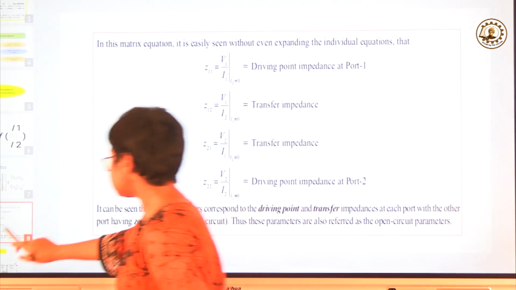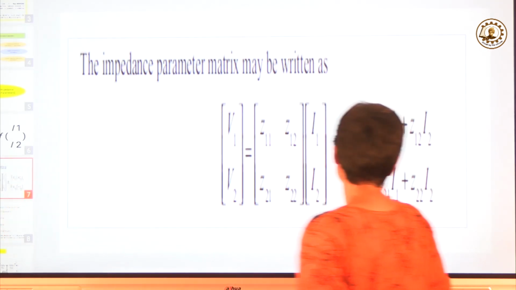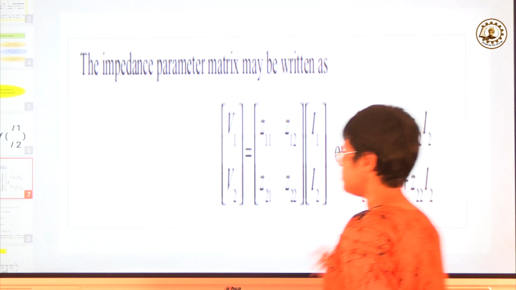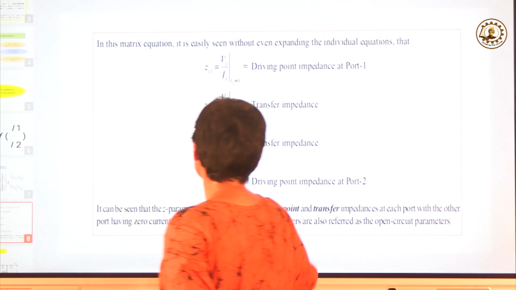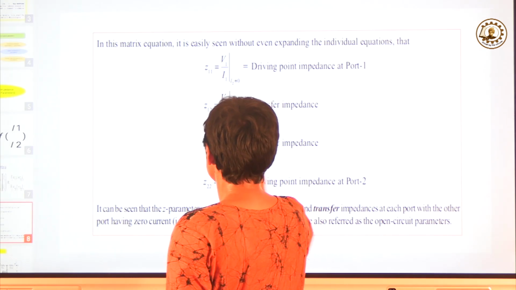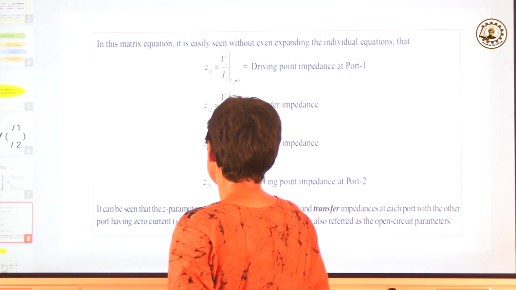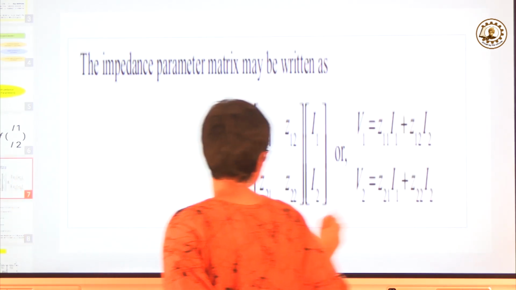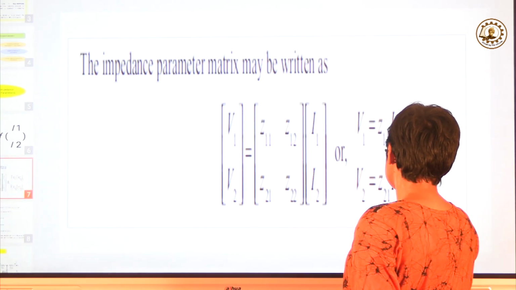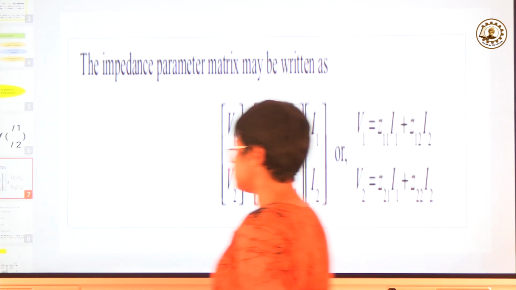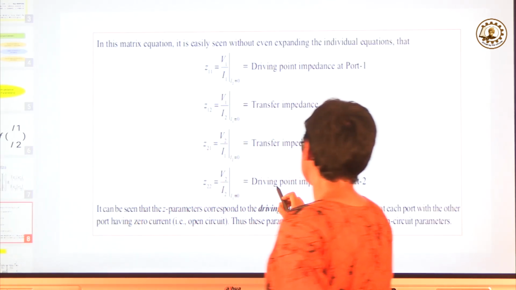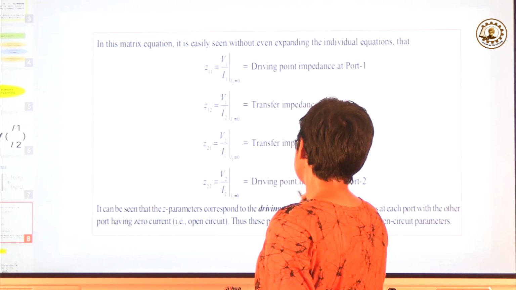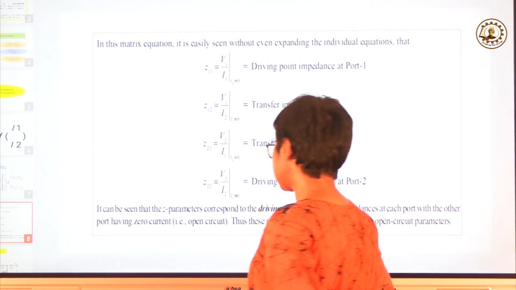Next, Z21. If we refer to this equation, for Z21 we have to make I2 equals 0, so V2 by I1 at I2 equals 0. Again this is called transfer impedance. Next, Z22. We have to make I1 equals 0, so V2 by I2 at I1 equals 0. The name is driving point impedance at port 2.